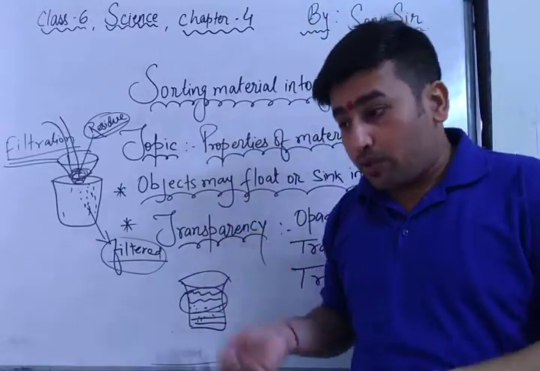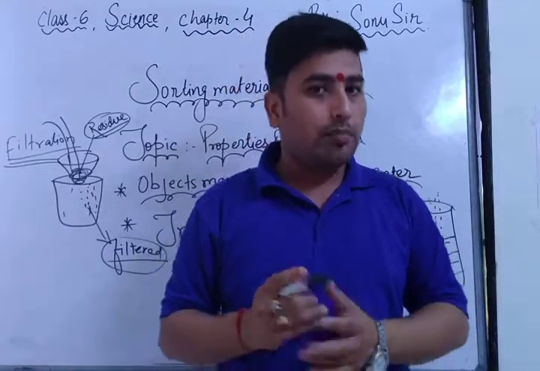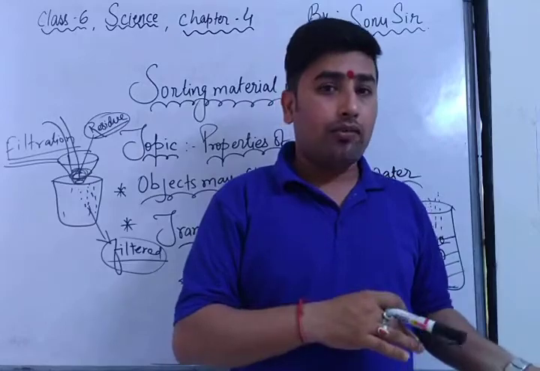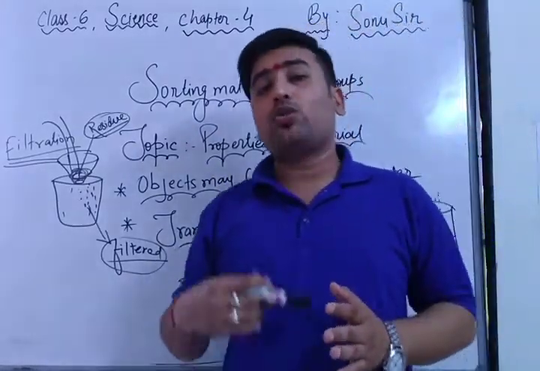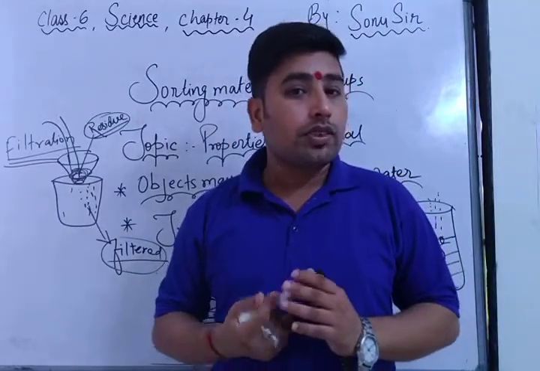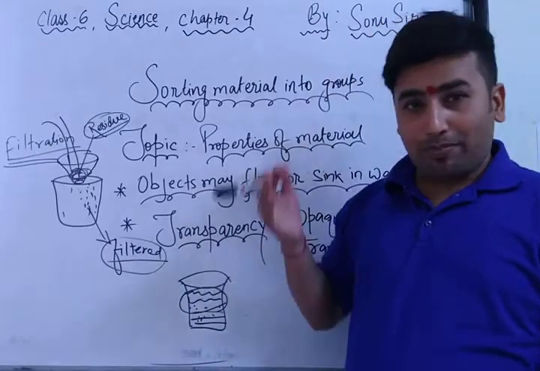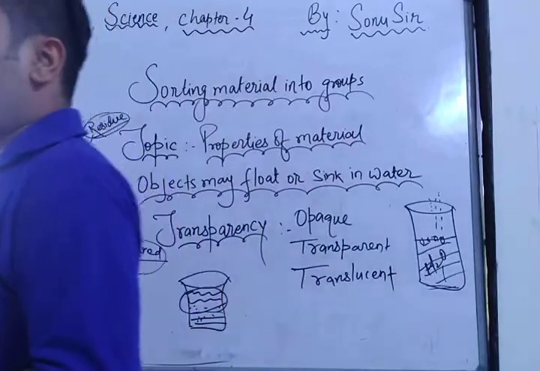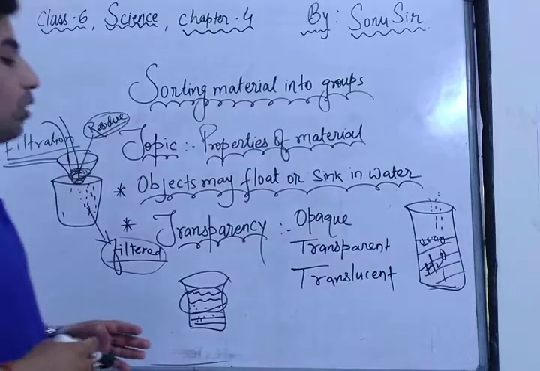The object or material which allows the light to pass partially through it. Partially means a little bit, not fully. A little bit, half, or more than half, it allows the light to pass through. The object which allows light to pass partially through it is called a translucent object. For example, butter paper, oil paper, right? So these are all the objects or materials which allow light to pass through partially, and they are called translucent objects.